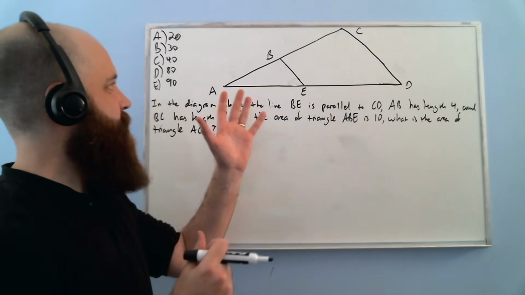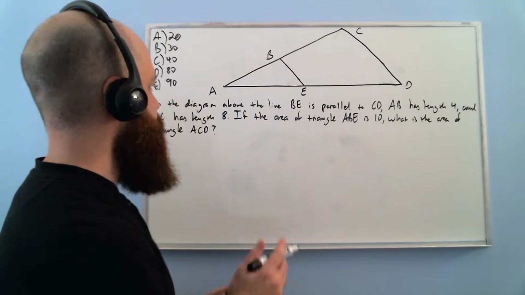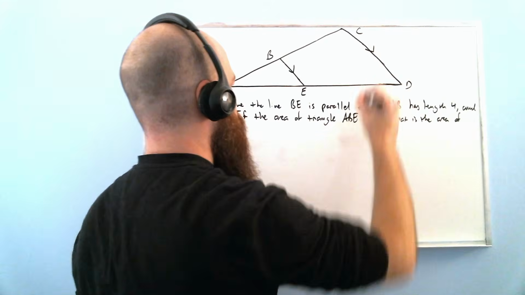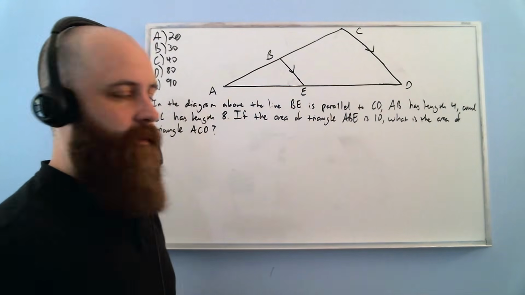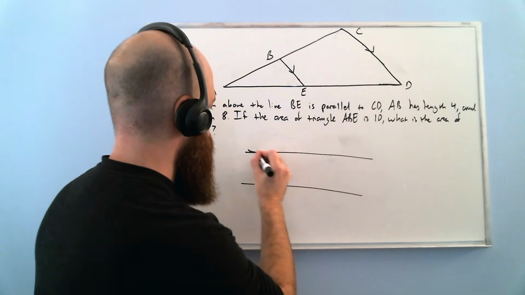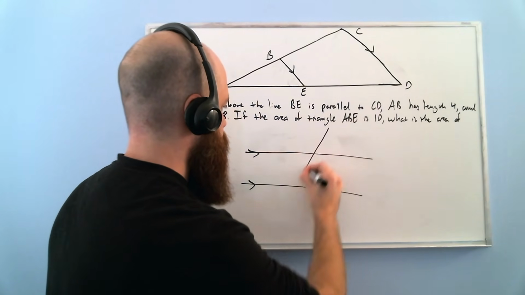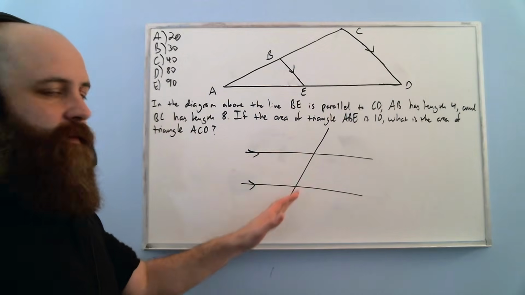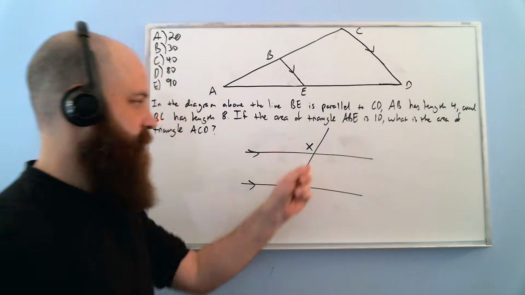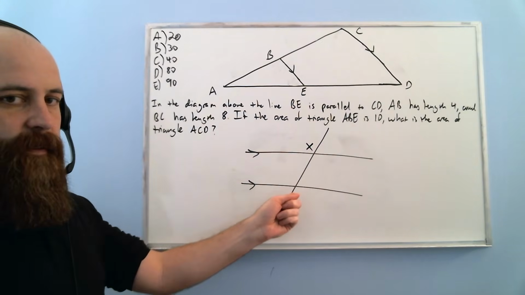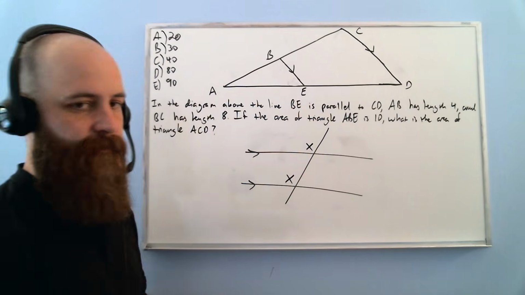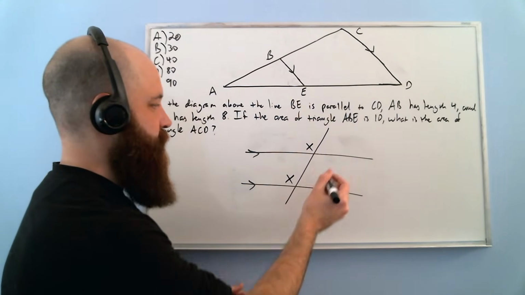Okay, well, let's start by getting the info on the diagram. So BE is parallel to CD. Okay, I'll mark those. And let's think about what parallel lines tell us. So I'll draw two parallel lines here and a transversal, so a line that hits both of them. Notice I'm creating some angles between the transversal and the parallel lines. So if I call this angle X, notice when that transversal hits the second parallel line, we're creating the same angle. Okay, and that happens a whole bunch more times.